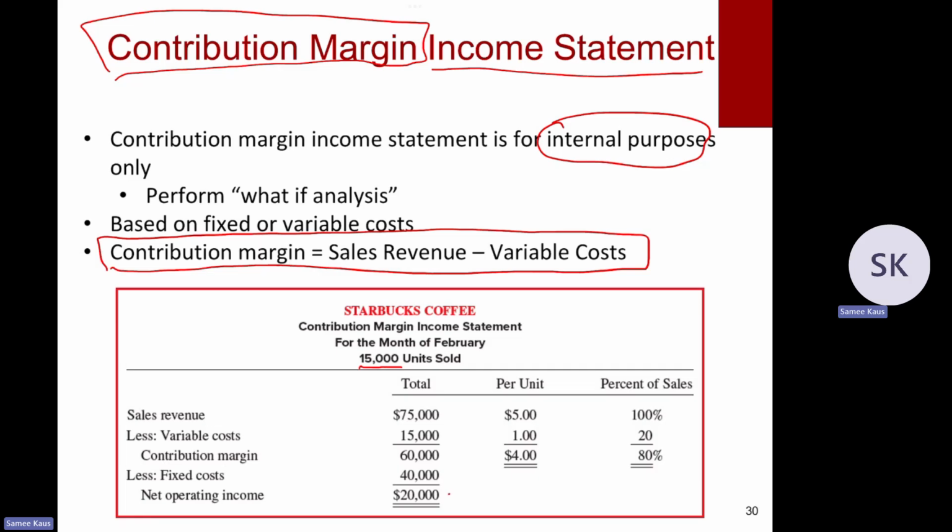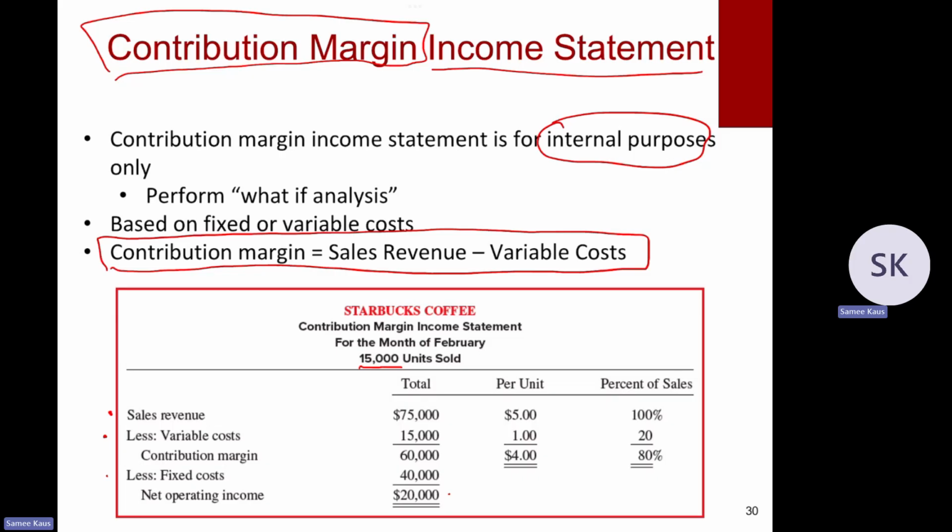Notice how this hopefully looks very different than an income statement you're used to from Principles of Accounting 1. Here I have my sales revenue less my variable cost equals my contribution margin. Then I subtract out my fixed cost to get my operating income. How does that differ from a traditional financial statement income statement? There we typically have sales revenue less cost of goods sold, which gives me gross profit, less selling, general and administrative expenses, which gives me my net income. I hope you can identify that this is structured a little bit differently.